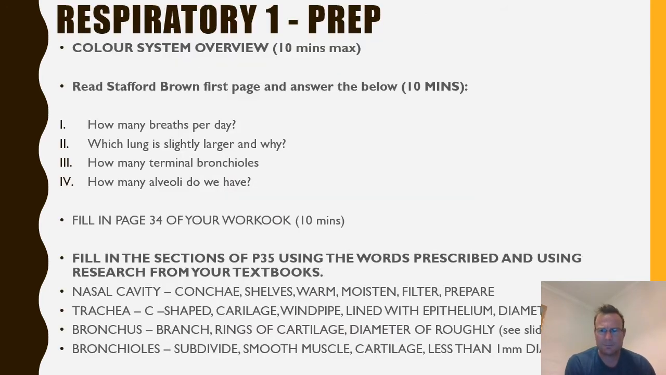The class task we gave was this one here, which most people managed to get done: read the first respiratory system page in Stafford Brown and answer how many breaths we take on average per day, which lung was slightly larger and why, how many terminal bronchioles there were, and how many alveoli there were. You were then asked to fill in page 34 in your workbook, which is a labelling task, and the picture wasn't ideal, but hopefully you managed to find your way in.